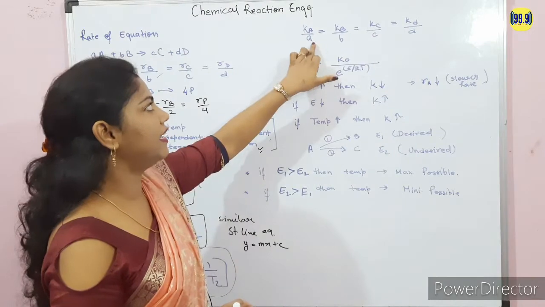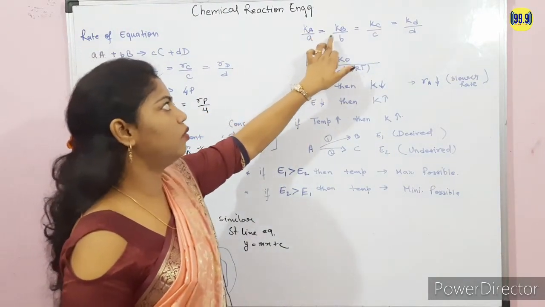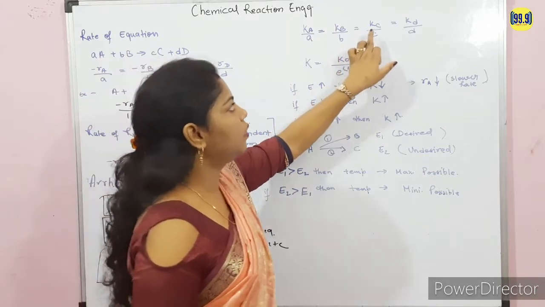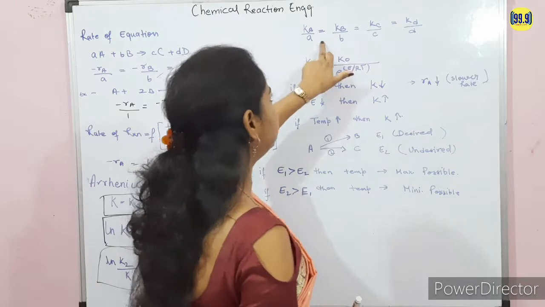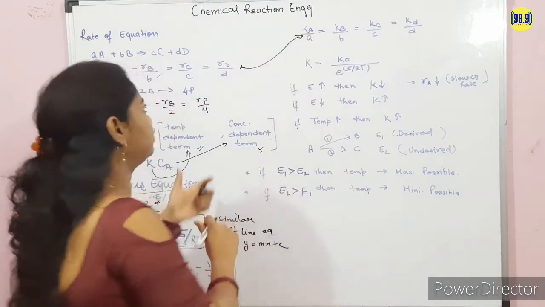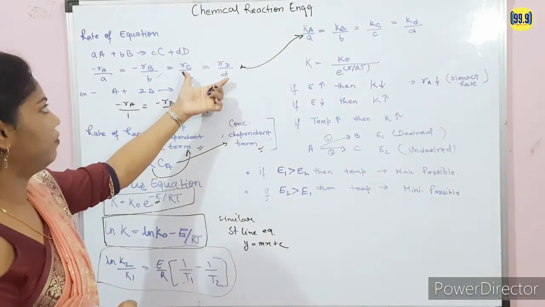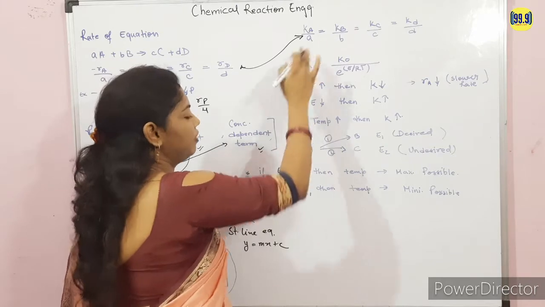You can see here I have written Ka upon A is equal to Kb upon B is equal to Kc upon C is equal to Kd upon D. This equation is almost similar to this equation of the rate of reaction. And how do we get this type of equation?